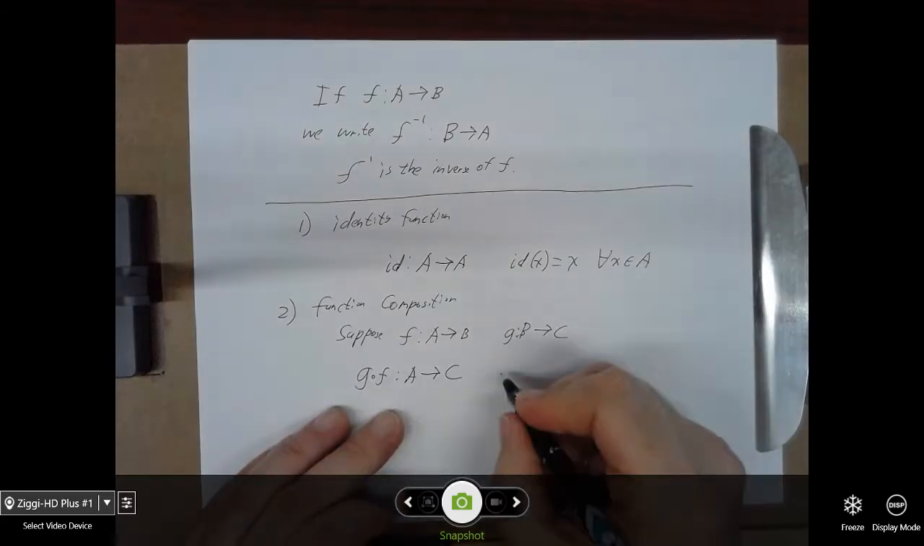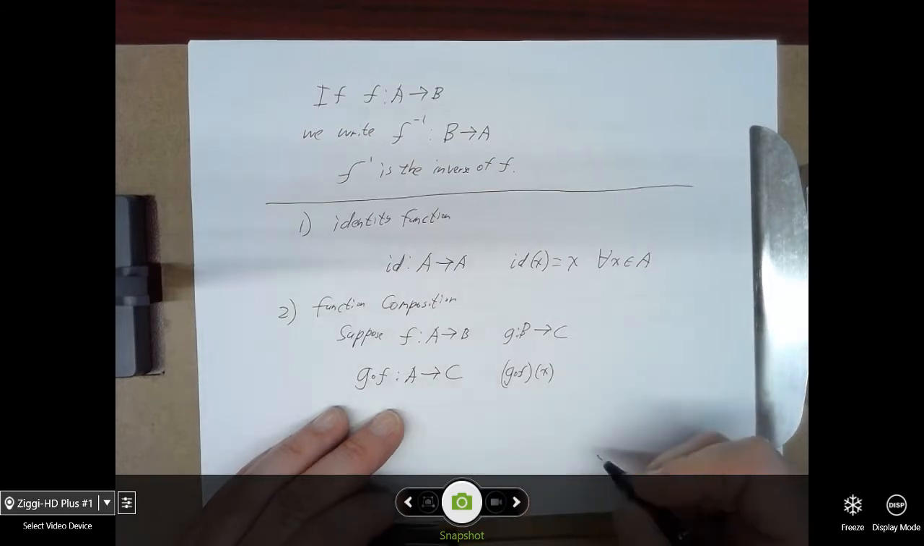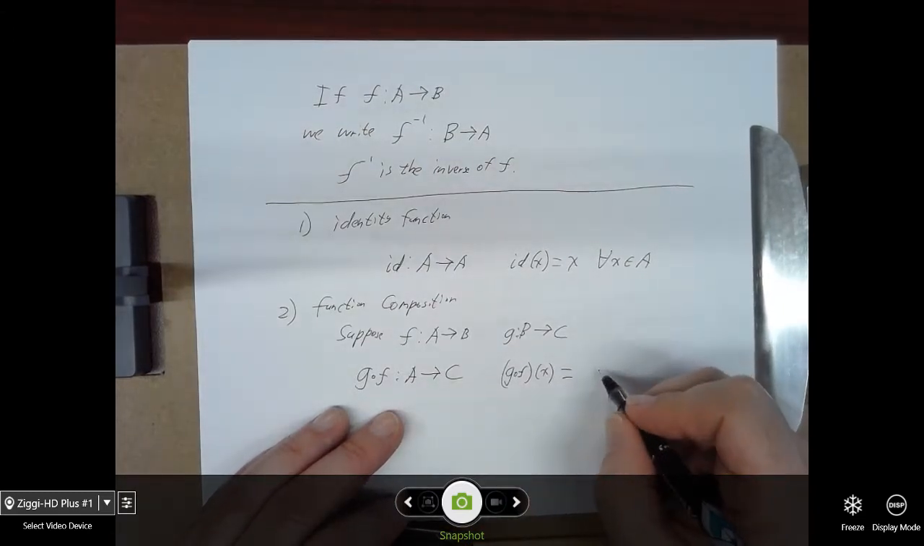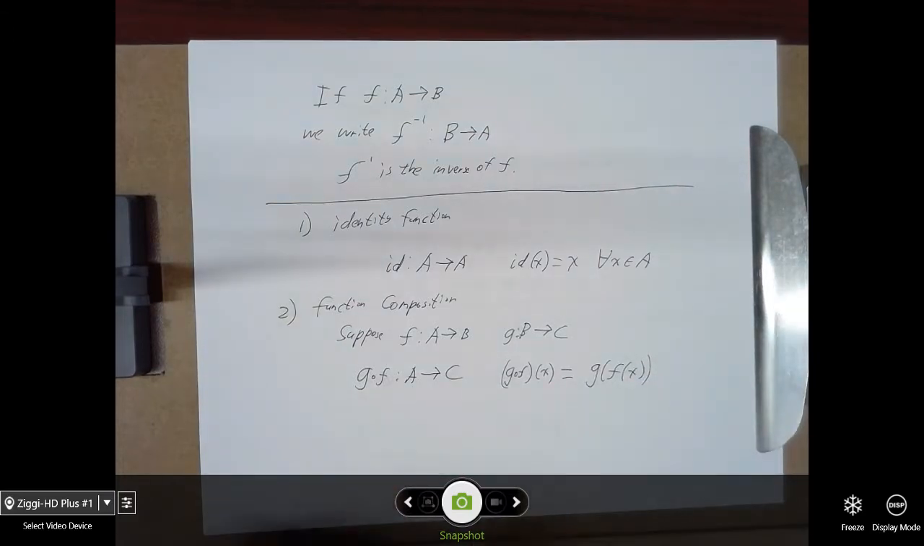And the way we define this, if we take some element x, this is going to be equal to g of f of x. So we've got some point x over here in set A. First we apply f to it, which gives us a point in B. Then we apply g to that, which gives us a point in C. That's what this composite function does. So it's not multiplying the functions, it's saying do one and then do the next thing on the result of that first. Is that clear?